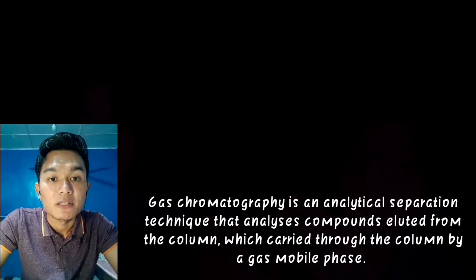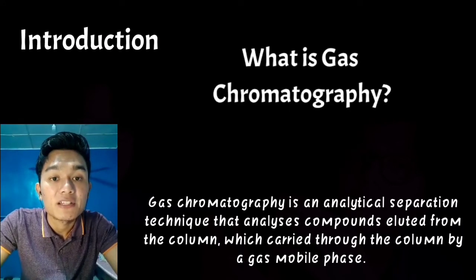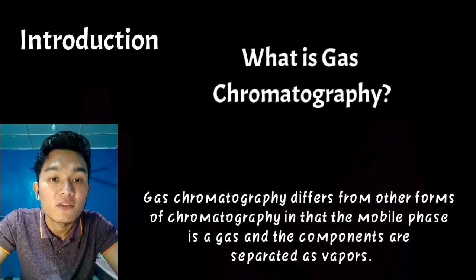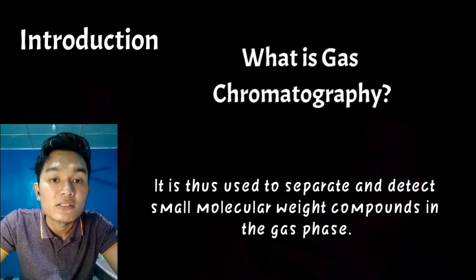What is gas chromatography? Gas chromatography is an analytical separation technique that analyzes compounds eluted from the column, which are carried through the column by a gas mobile phase. Gas chromatography differs from other forms of chromatography in that the mobile phase is a gas and components are separated as vapors. It is thus used to separate and detect small molecular weight compounds in the gas phase.